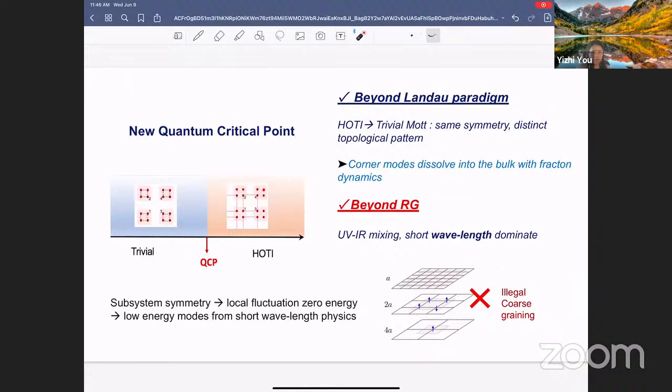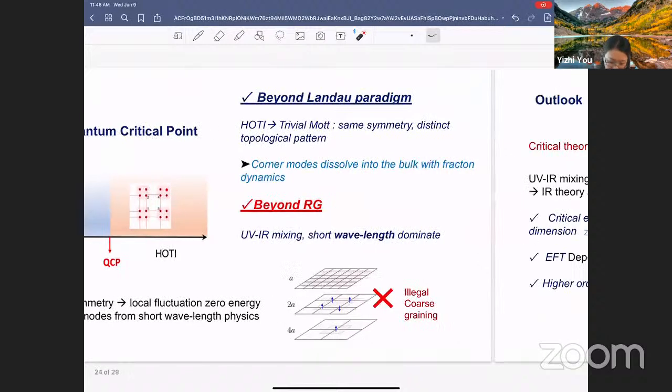And these short wavelength modes, because they are sub-extensive, actually dominate the quantum critical point. So the usual coarse graining method does not apply here. And finally, we have lots of counterintuitive phenomena, like an operator is irrelevant, but a higher order operator becomes relevant at a quantum critical point. So I think I'm almost finished.